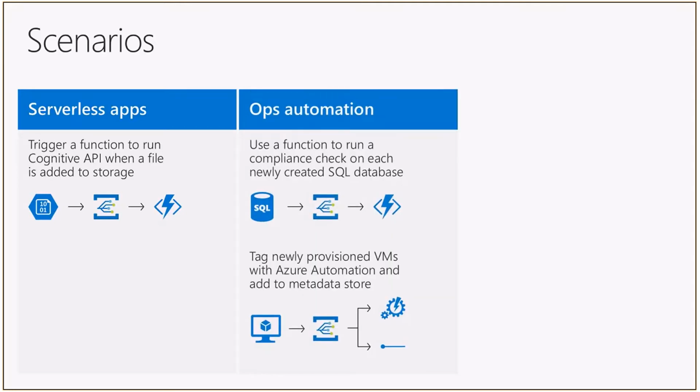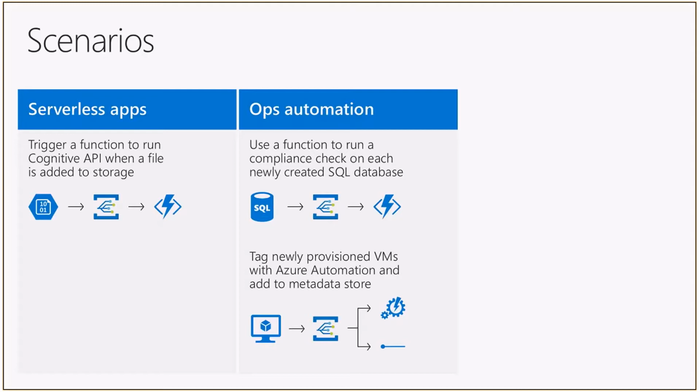The next area that we see Event Grid being useful is ops automation. So there's a lot of things you can do. You can do basic tasks that are currently done by humans that are error prone. So let's say I spin up 100 new VMs and I need to go tag all of those and also put information about them into a metadata store.